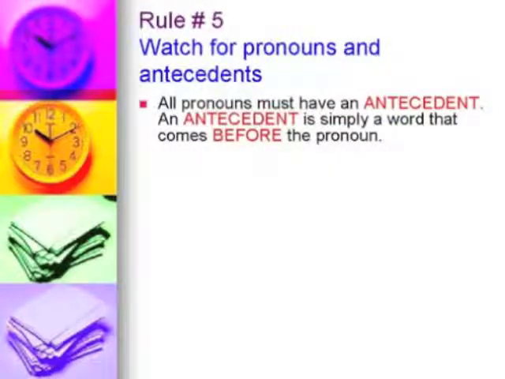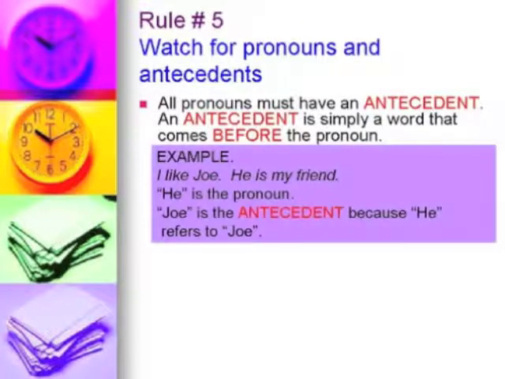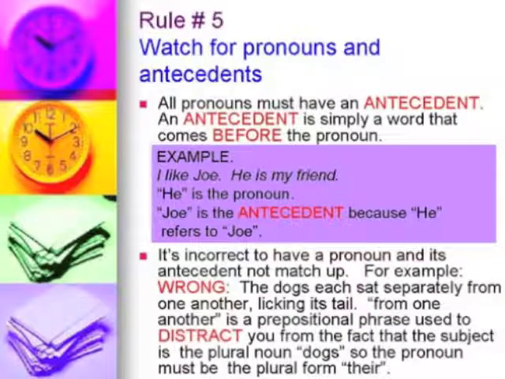Rule number 5, watch for pronouns and antecedents. All pronouns must have an antecedent. An antecedent is simply a word that comes before the pronoun. For example, I like Joe, he is my friend. He, of course, is the pronoun. Joe is the antecedent because he refers to Joe.